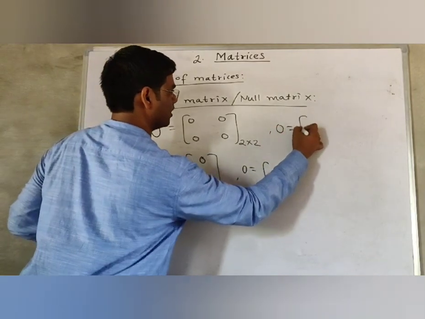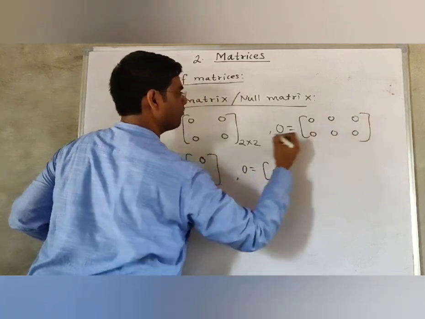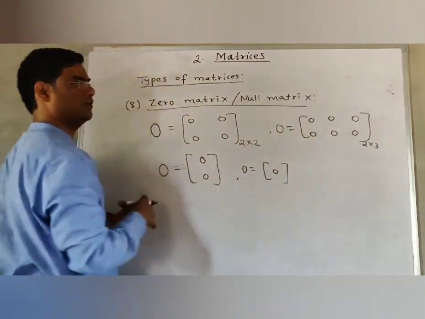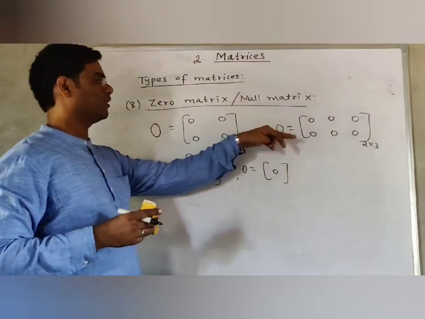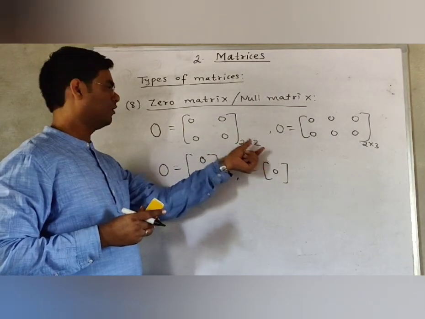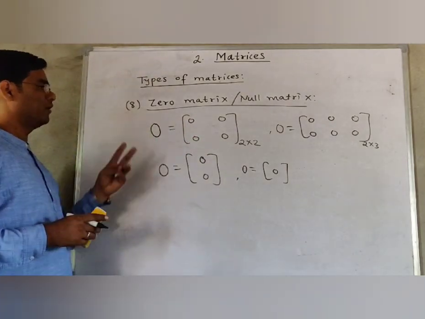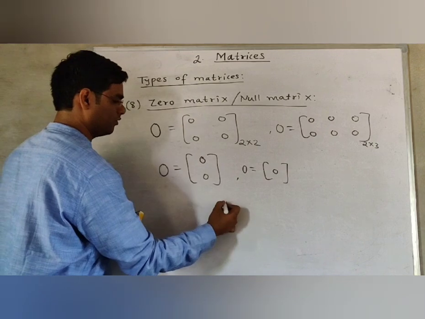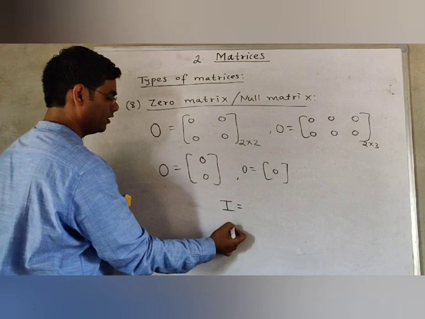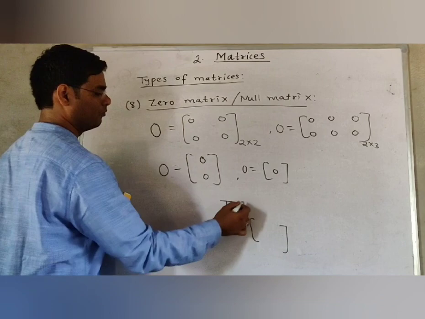Next example, let us take 0, 0, 0, 0, 0, 0. This is a type of rectangular matrix because it contains 2 rows and 3 columns, but all elements are 0. Therefore, this is known as zero matrix or null matrix. This is a square matrix because number of rows are equal to number of columns, but all elements are 0. Therefore, this is known as null matrix. So, identity matrices are always denoted by capital letter I, and null matrices or zero matrices are always denoted by a capital letter O.